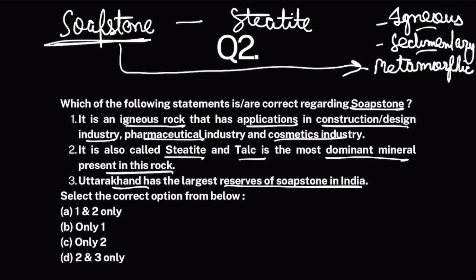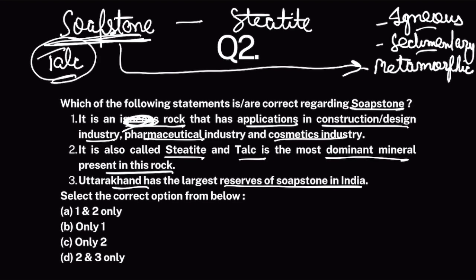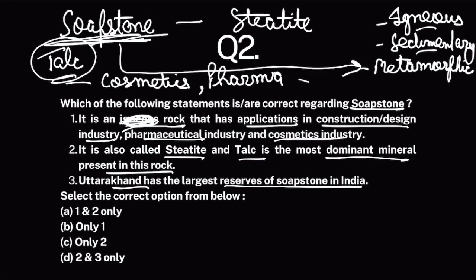So the statement that it is an igneous rock is false. The thing is that soapstone contains many minerals. The most dominant mineral is talc, which is found in ample quantities in soapstone. Many miners who mine for soapstone do it for extracting talc. Talc has many applications in the cosmetics industry, pharmaceutical industry, and more. Plus, soapstone as a whole has a lot of applications in construction and interior designing. So statement one would have been absolutely correct had metamorphic rock been written over here. This statement is false. It is called steatite, and talc is the most dominant mineral present in this rock. Absolutely correct.